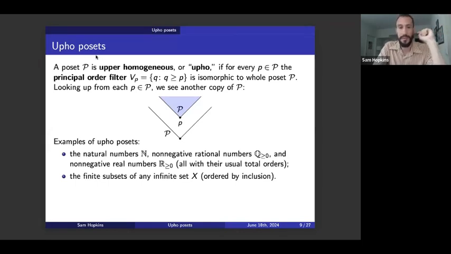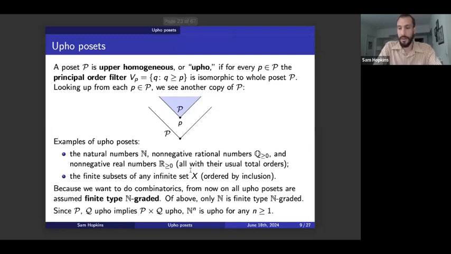Yes, Young's lattice, that's a good observation, Maria, is not upper homogeneous. So maybe that's already hinting at what the distinction that I wanted to draw was. Okay, so I'm going to restrict to finite type n-graded posets so that I can form the generating functions that I talked about. So the only example in this list that's finite type n-graded is just the natural numbers themselves.